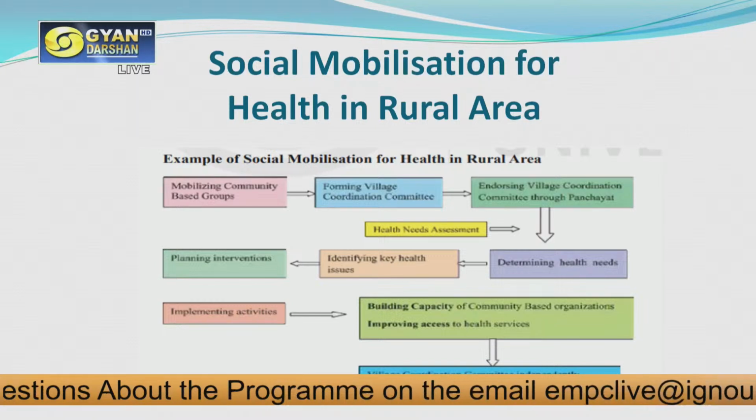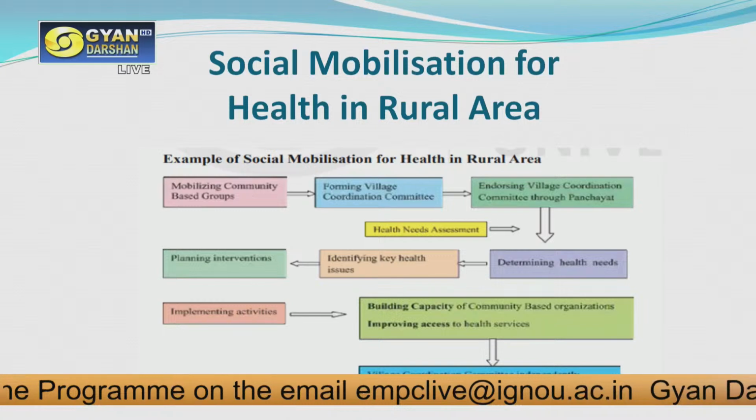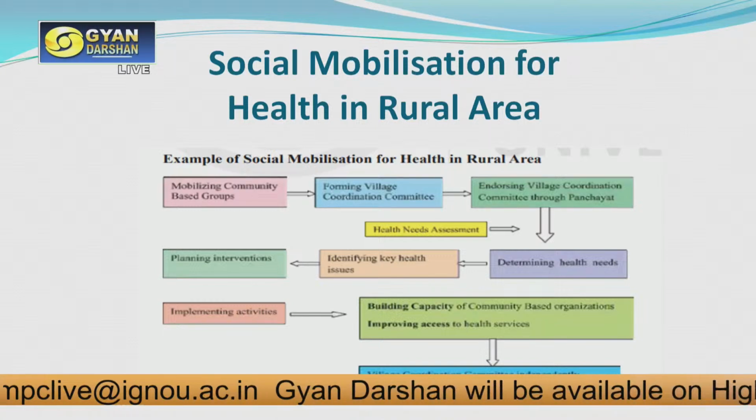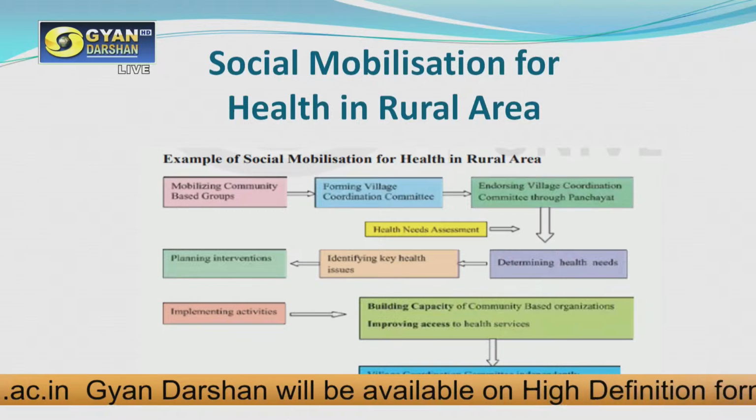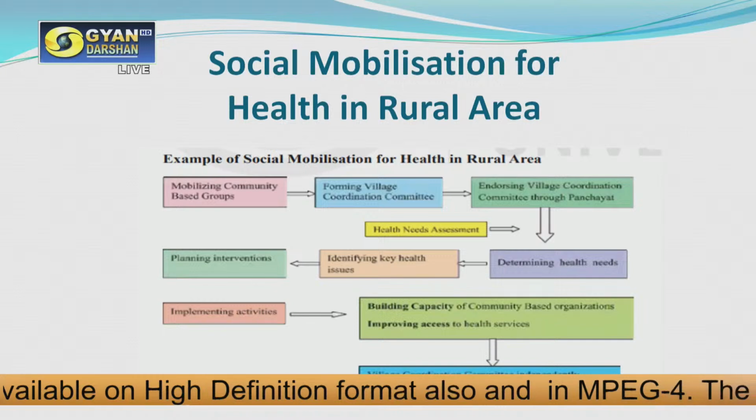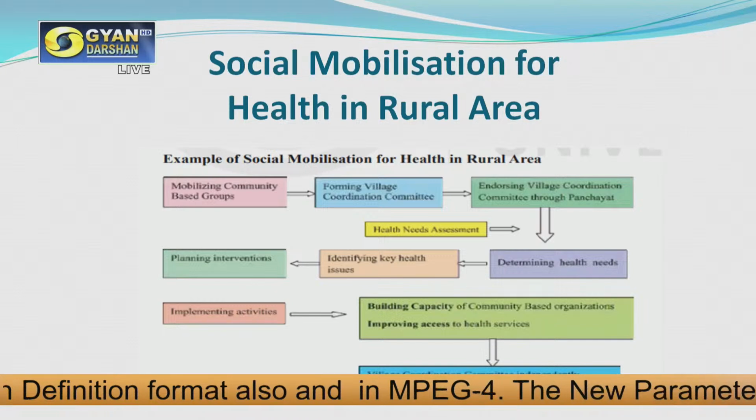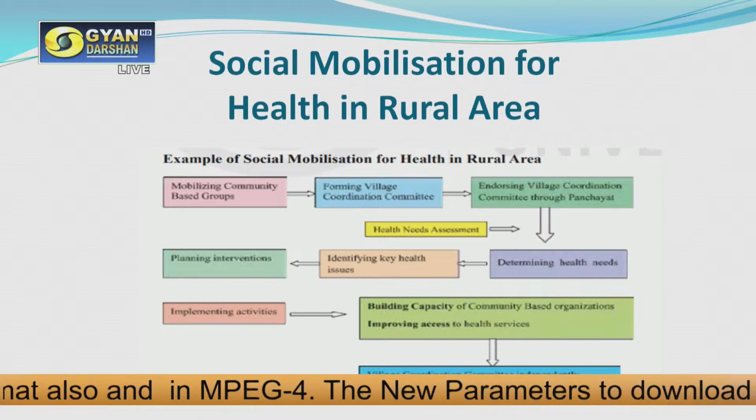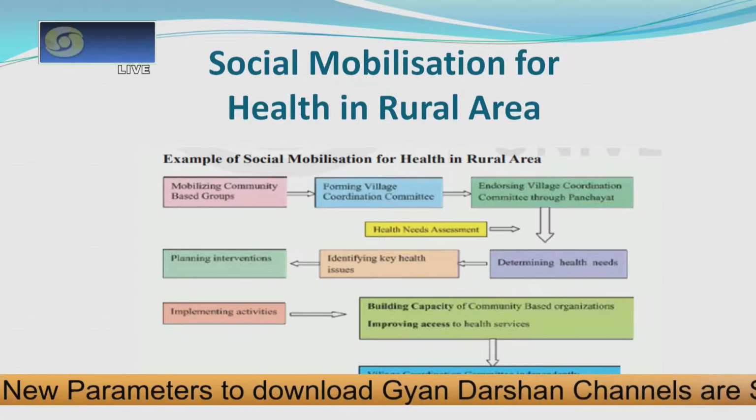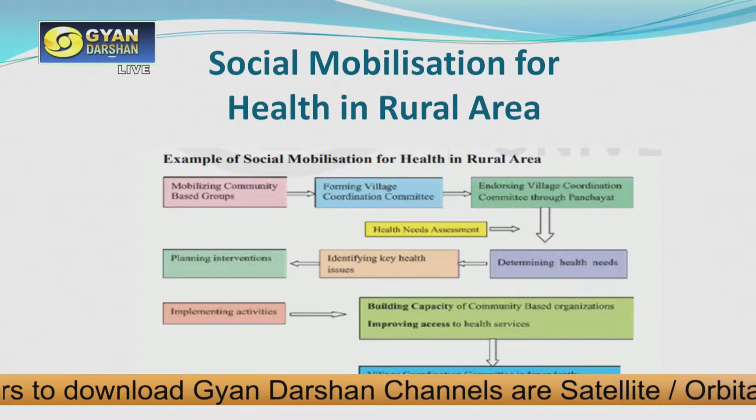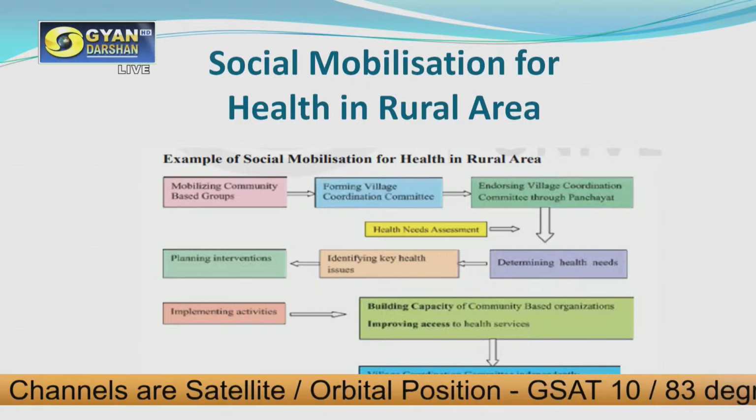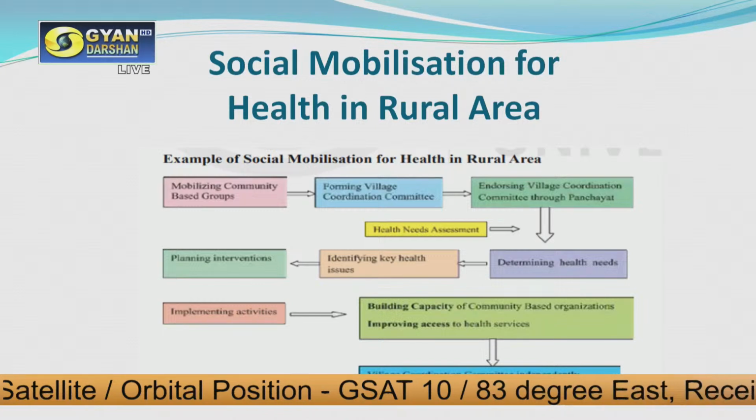So at that level you determine the health needs of the community by doing the health need assessment. Then you identify the key health issues. What all health issues are there in that community? Based on the health issues, you plan the intervention. What can be done? There are so many problems. Out of that, you prioritize the problem and then you plan the intervention. Then implement that activity or the intervention which you have planned.